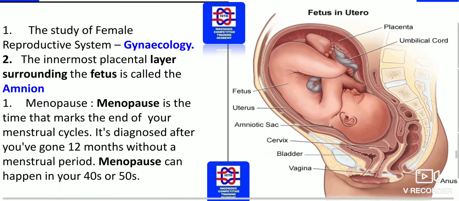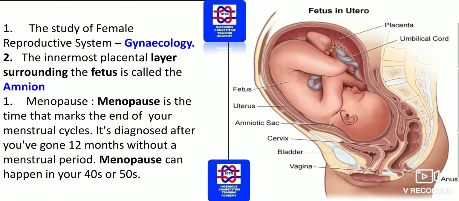And the female reproductive system. We have discussed the male, now it is the female. The study of the female reproductive system is known as gynecology. So we should remember that whatever the problems of gynecological issues, they consult a gynecologist. The innermost placental layer surrounding the fetus is called what? That surrounding layer of the fetus is known as the amnion. You should remember that the amnion is the layer.